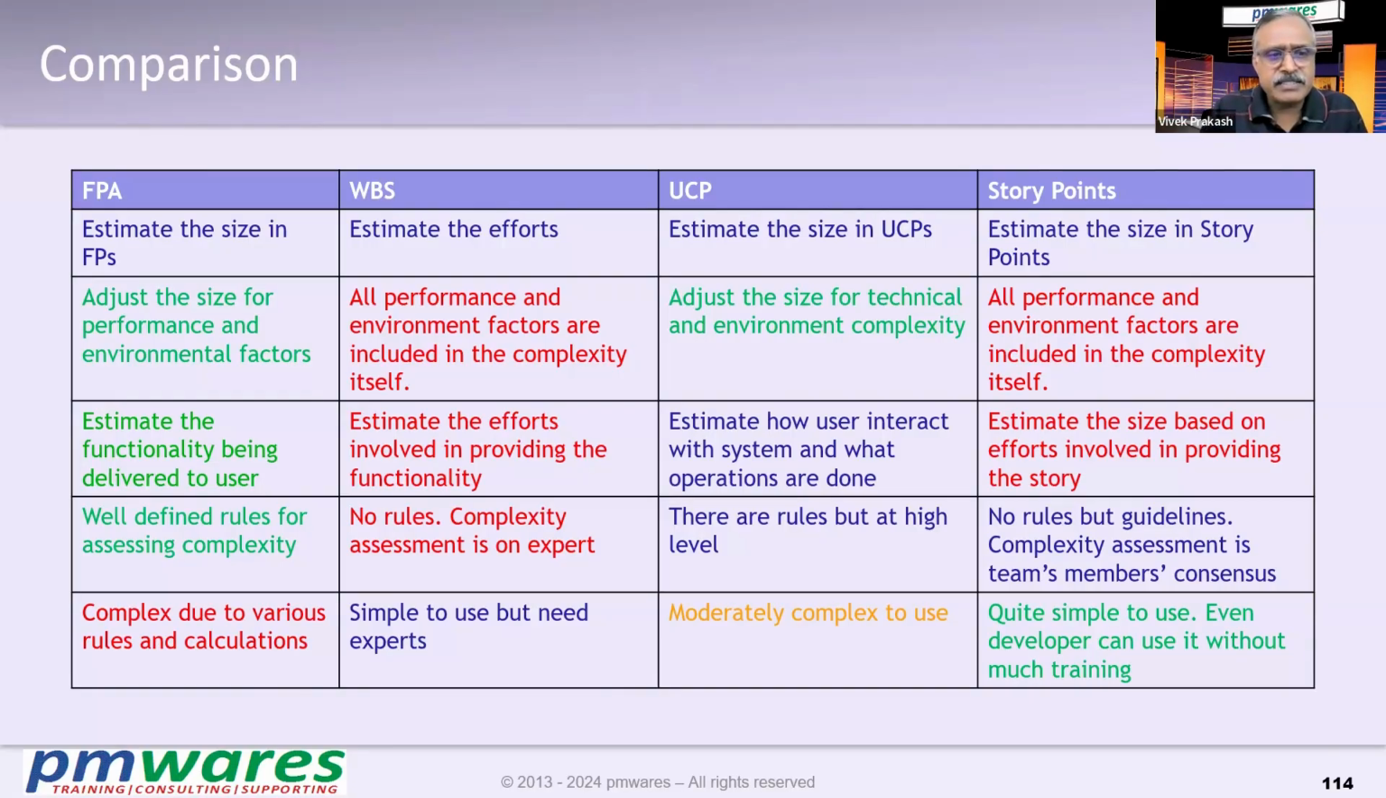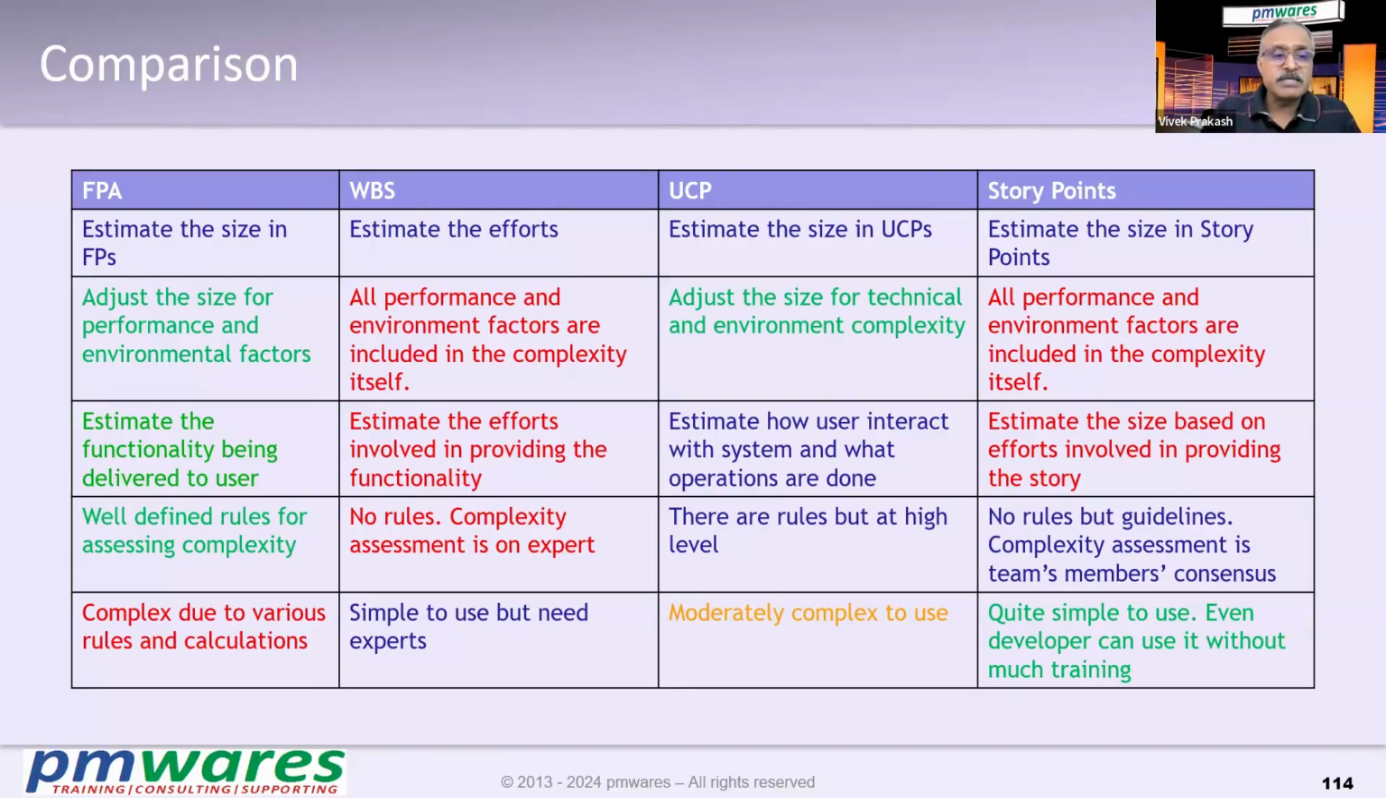So FPA adjusts the size for performance and environmental factors. That's the only method which can adjust for performance, environmental factors and productivity also, which is not there in WBS and the story points. So they largely focus on effort-based estimation, which may not be that good as such.